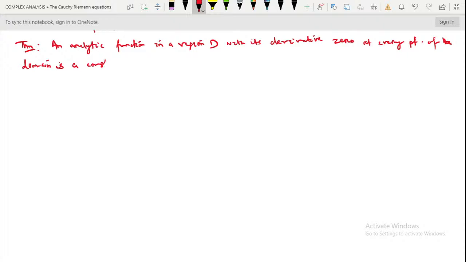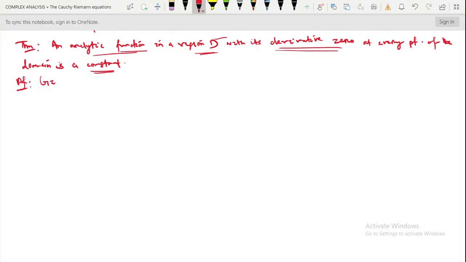The statement is saying an analytic function in a region D. That means suppose f of z is a function, and this is an analytic function in a region D with its derivative 0. So if you take its derivative, it is 0 at every point of the domain. That means in the domain D, its first derivative is 0. Then we have to show that f of z is constant.